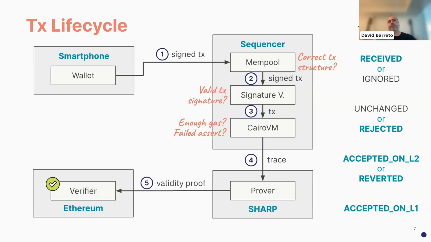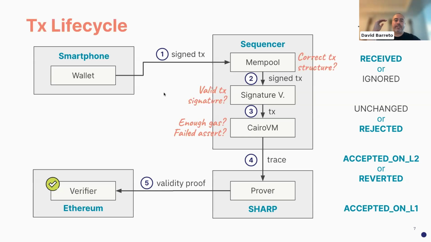And if that validity proof actually is accepted by the verifier on Ethereum, then the status of the transaction will be accepted on layer 1. And that will be like the finality on layer 1. So just to summarize quickly, your transactions go first received.